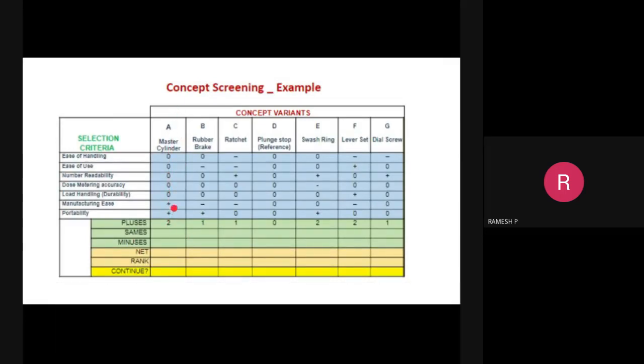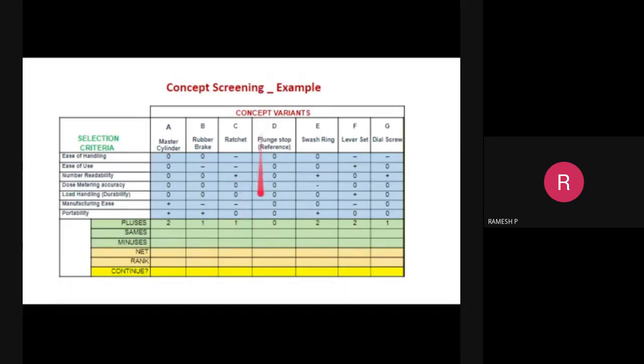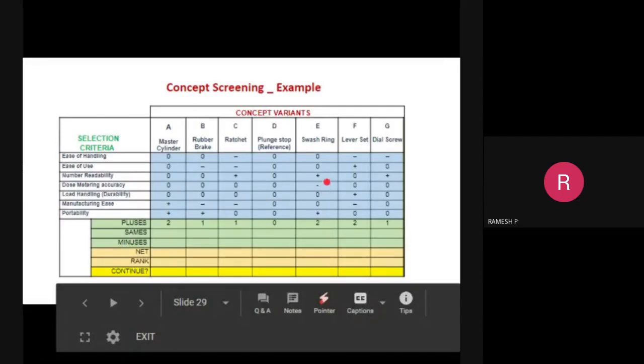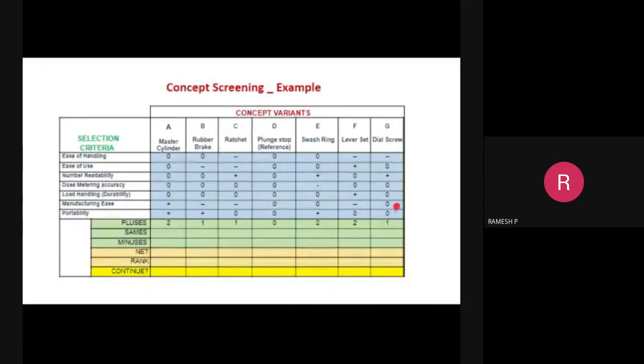It consists of 2 positives, manufacturing ease and portability. Here it is 1 positive. Here it is 1 positive, which is number readability. And here obviously it is neutral. And here swash ring, it is two positives, number readability and portability. Similarly, others. Calculate all the pluses.